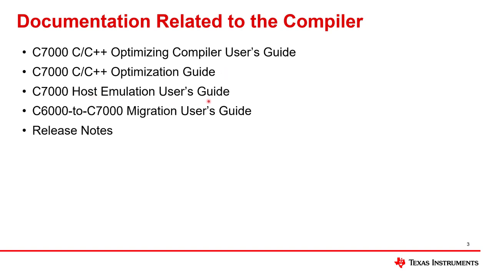The Host Emulation User's Guide is specifically about host emulation, running C7000 code on a hosted system like your laptop or your Linux box. And then the last manual is the C6000 to C7000 Migration User's Guide. This is a topic that is not covered in the video series. This is for those people who currently have code working on C6000 and they would like some specific advice about how to migrate it to C7000.